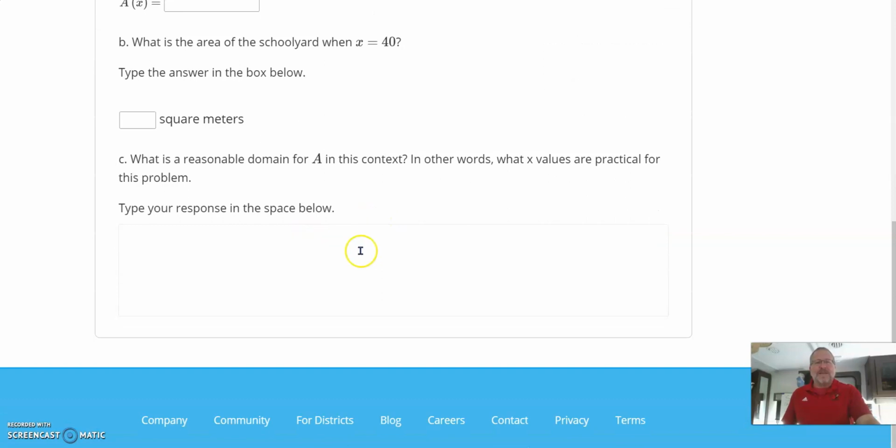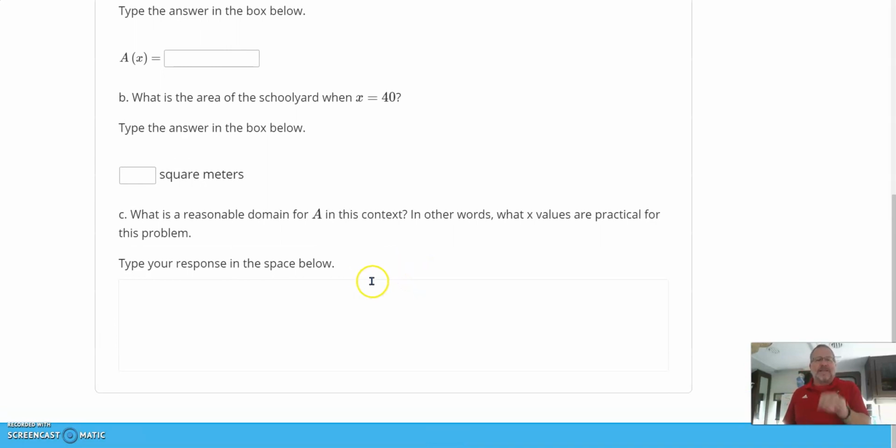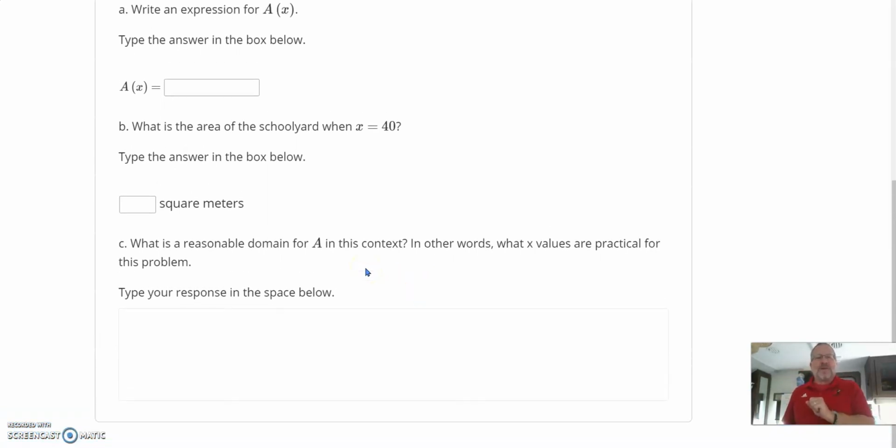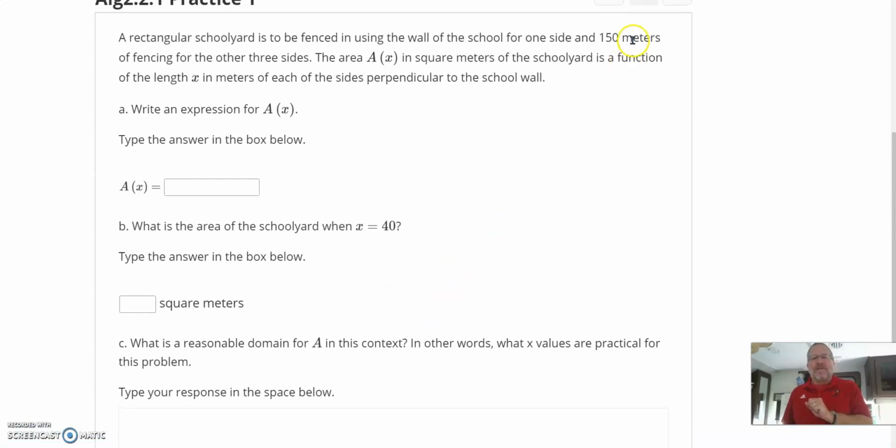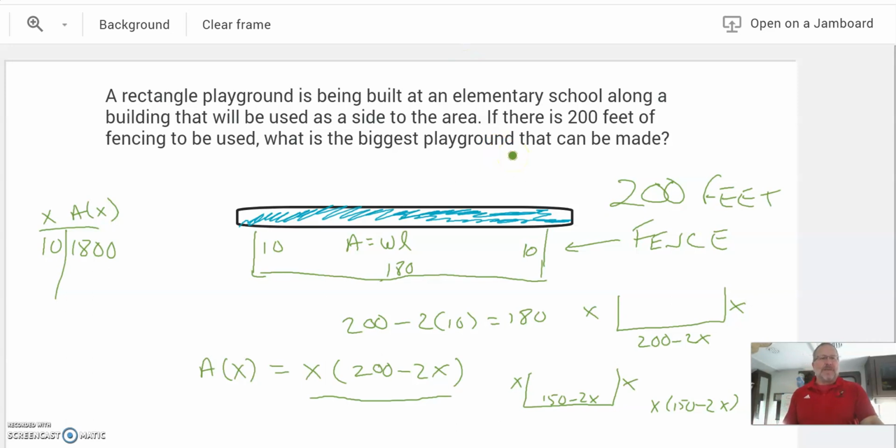It does want to know what the practical domain for this problem is. And I know we're just getting used to domain, so here's a quick hint on what's practical. For this schoolyard one, we have 150 total fence length. If I was to come out 75 feet for each side, I'm just coming back to a board that I can draw on. So if X came out 75 feet down here on my drawing, what would be the leftover length that I would use for the fence on the other side? I don't think you would have any leftover.